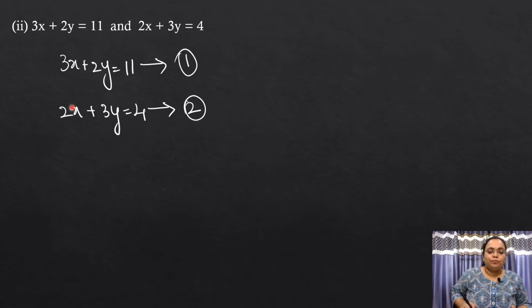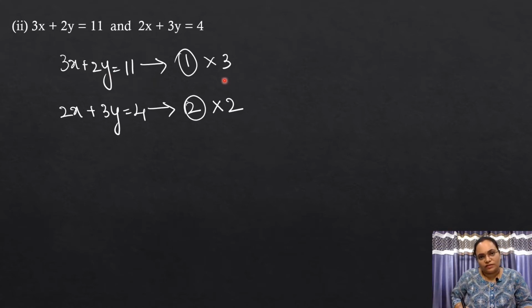So here also same. In the previous problem we eliminated the x variable, right? Here we will try to eliminate the y variable. We will make the coefficients of the variable y equal so that we can eliminate them. We will multiply the first equation with 3 and we will multiply the second equation with 2.